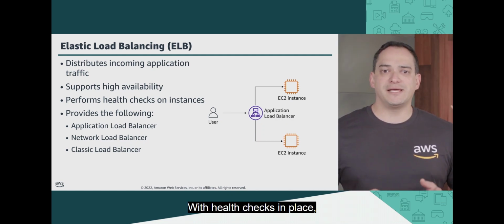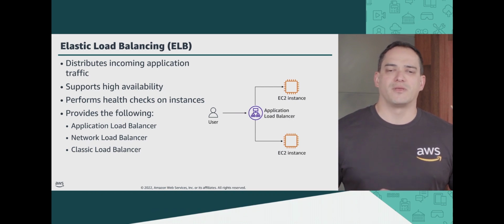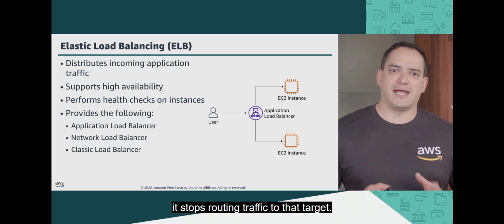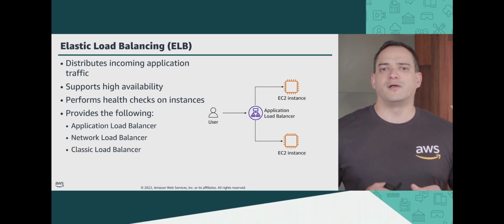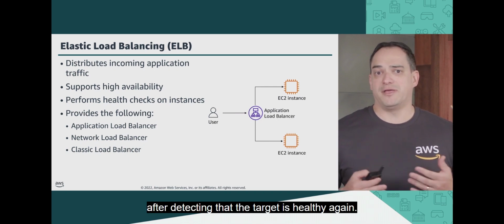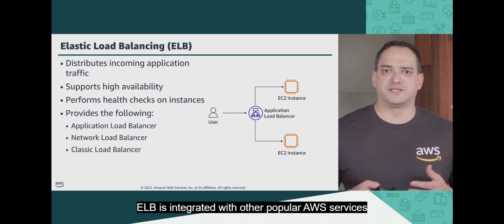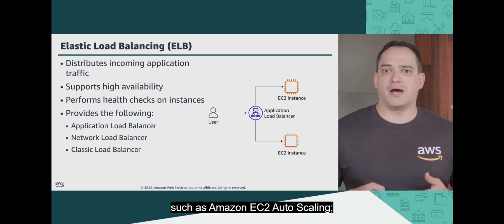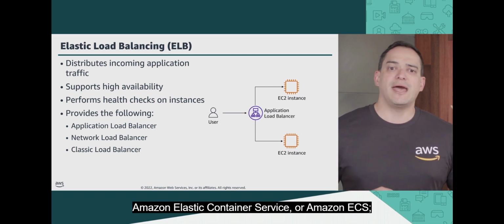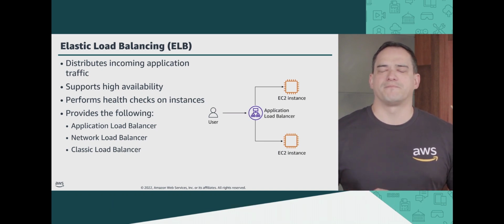You can also configure health checks, which monitor the health of registered targets. With health checks in place, the load balancing device can send requests to only healthy targets. When the load balancer detects an unhealthy target, it stops routing traffic to that target. The load balancer resumes routing traffic to that target after detecting that the target is healthy again. ELB is integrated with other popular AWS services, such as Amazon EC2 Auto Scaling, Amazon Elastic Container Service, or Amazon ECS, AWS CloudFormation, and AWS Certificate Manager, or ACM.